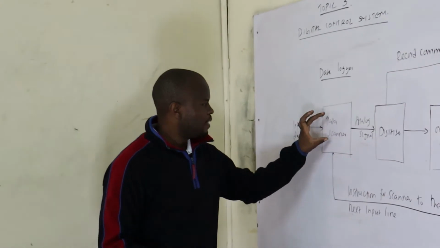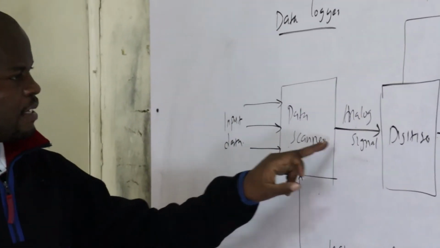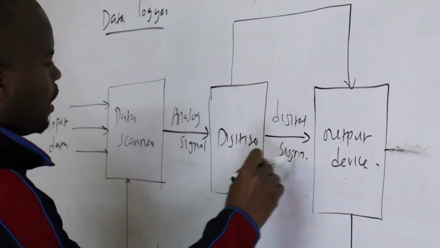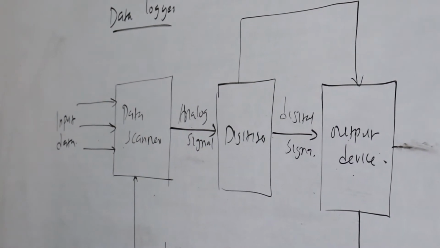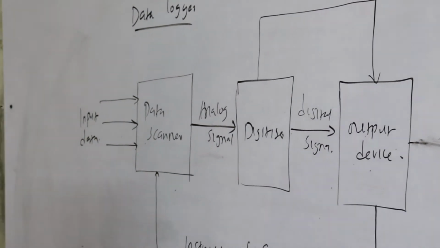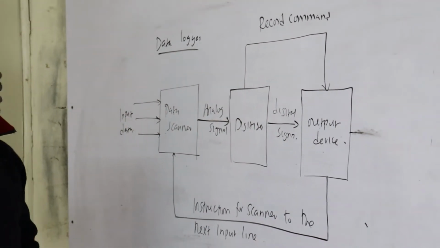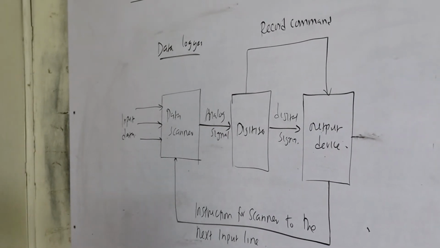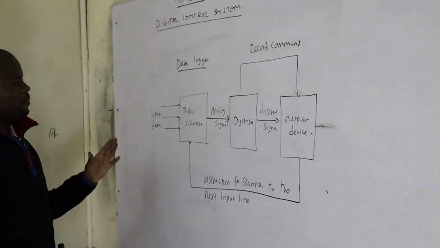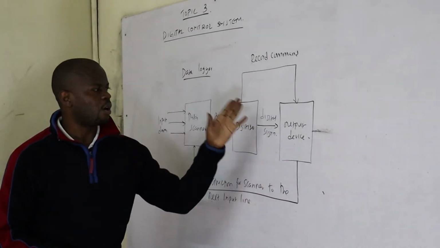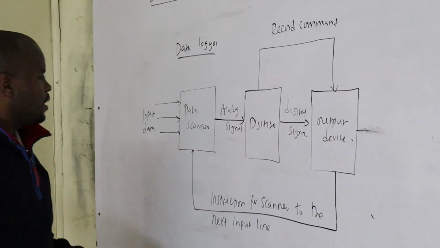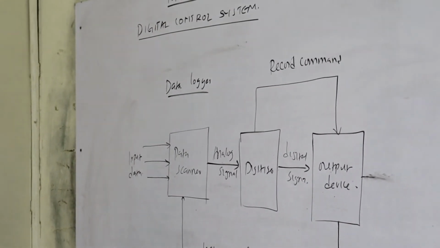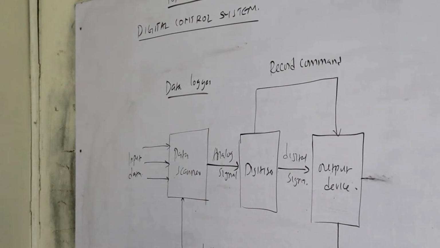The data enters there, and after the data has been scanned, it is taken to the digitizer, which converts it to a digital signal before getting to the output device. The digitizer can also initiate the recording of whatever data has been processed. Then, after a complete process, it informs the scanner so that the scanner can go to the next input line. So that is how the data logger works.